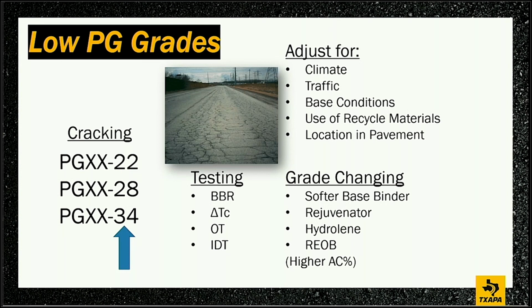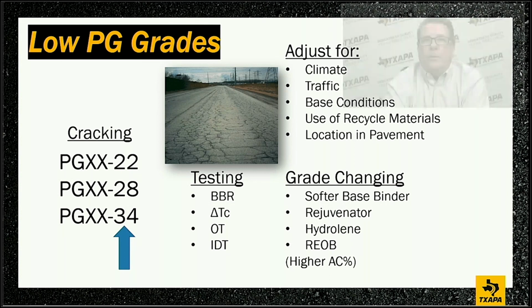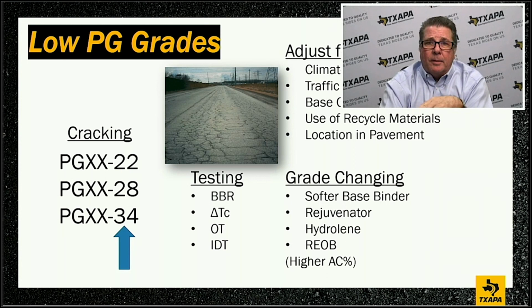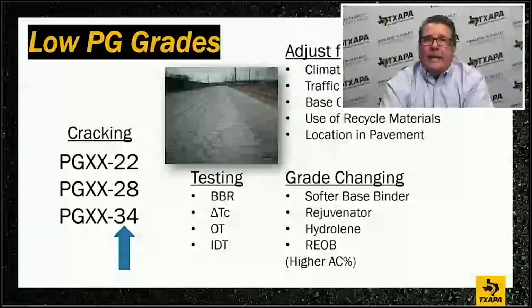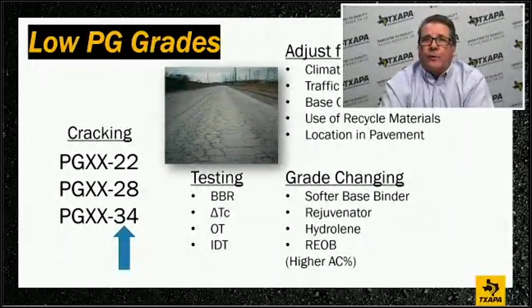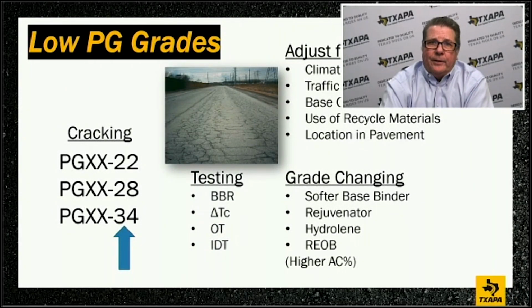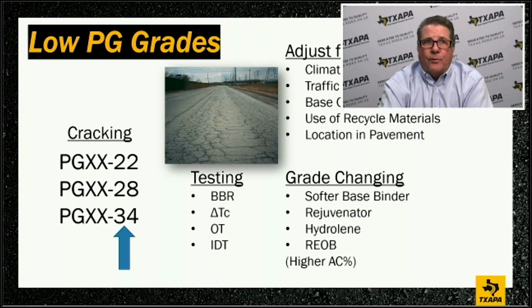And again, we're going to adjust for traffic, we're going to adjust for base conditions, and then the use of recycled material. And again, the location in the pavement. When I say location in the pavement, is it in the bottom course or is it in the upper course? That's going to be a determining factor. And we're going to get into that in just a second here. And again, the way that we're going to change it is we're going to use a softer base binder. We might use a rejuvenator, and they might use reobs, which again, TxDOT has now disallowed all reobs. No more reobs in the binder. But again, we're going to use a softer binder to be able to adjust for cracking.